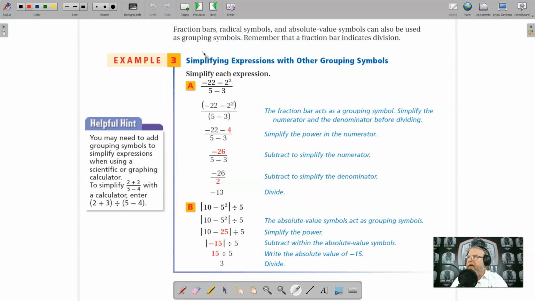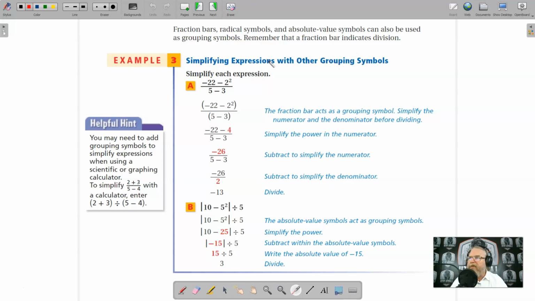Next, we're going to talk about fraction bars, radical symbols, and absolute values. Fraction bars, radical symbols, and absolute value symbols can also be used as grouping symbols. Remember that a fraction bar indicates division. And I'm glad they say this because I'm always saying fractions are actually just division problems. Every fraction is just the representation of a division problem where the numerator, the number at the top, is getting divided by the denominator, the number at the bottom.